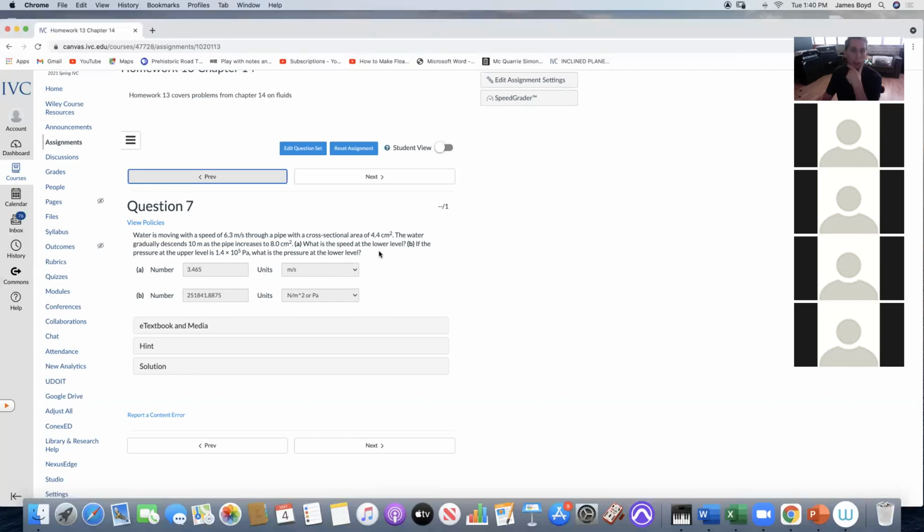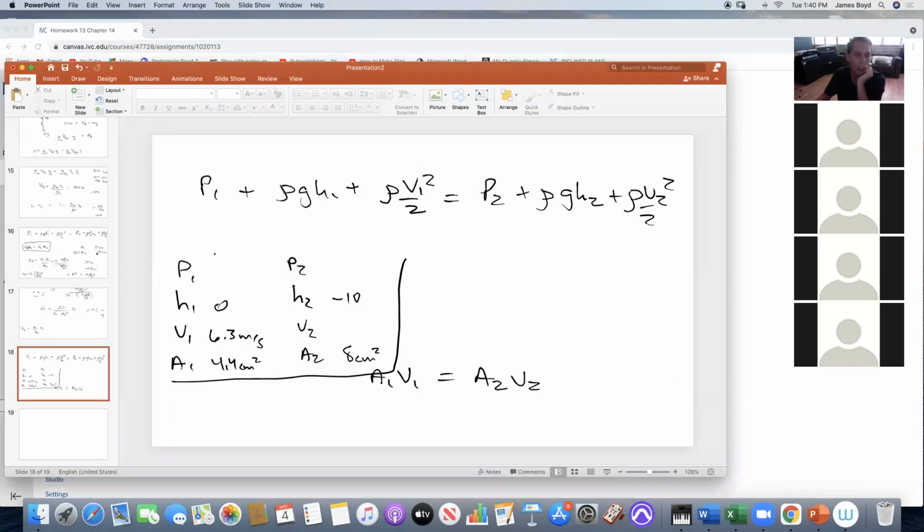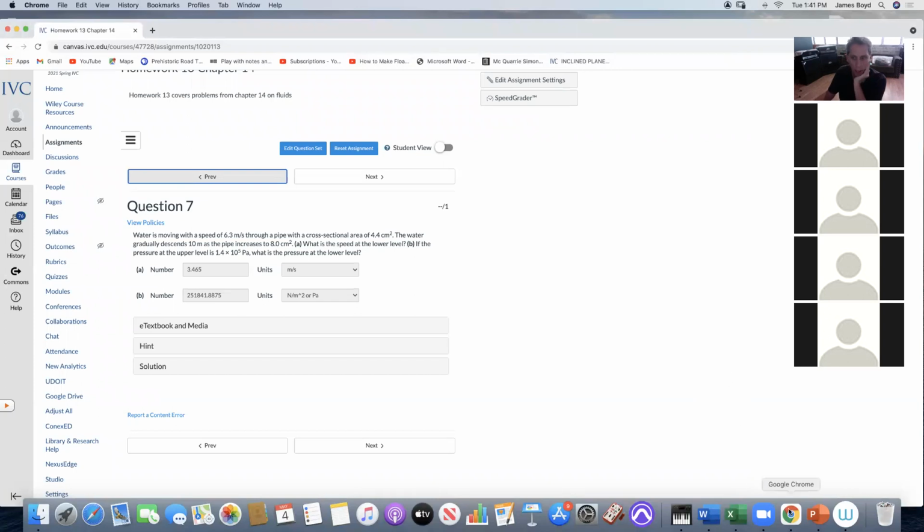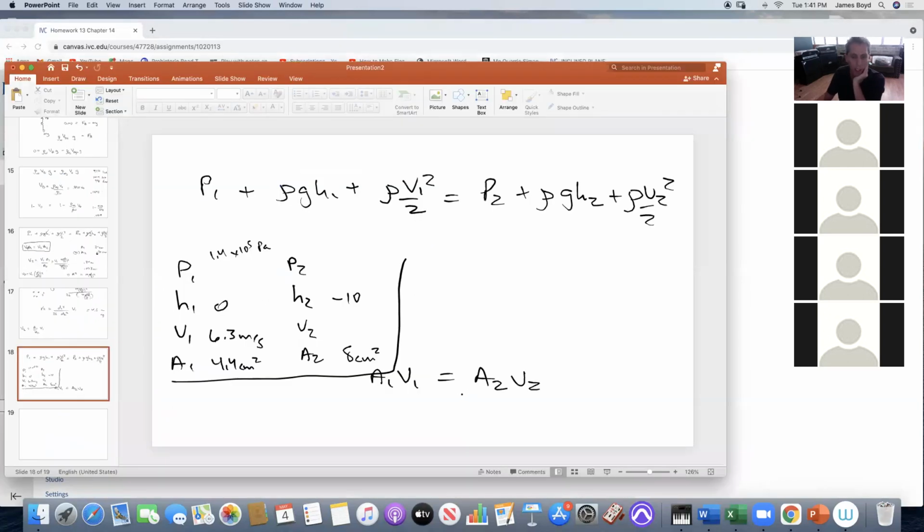So what is the speed at the lower level? If the upper pressure is 1.4 times 10 to the fifth pascals, what is the pressure at the lower? First of all, they just want V2, right? What is the speed at the lower level? That we only have to use this for. So V2 is A1 over A2 times V1, which would be 4.4 divided by 8 times 6.3.